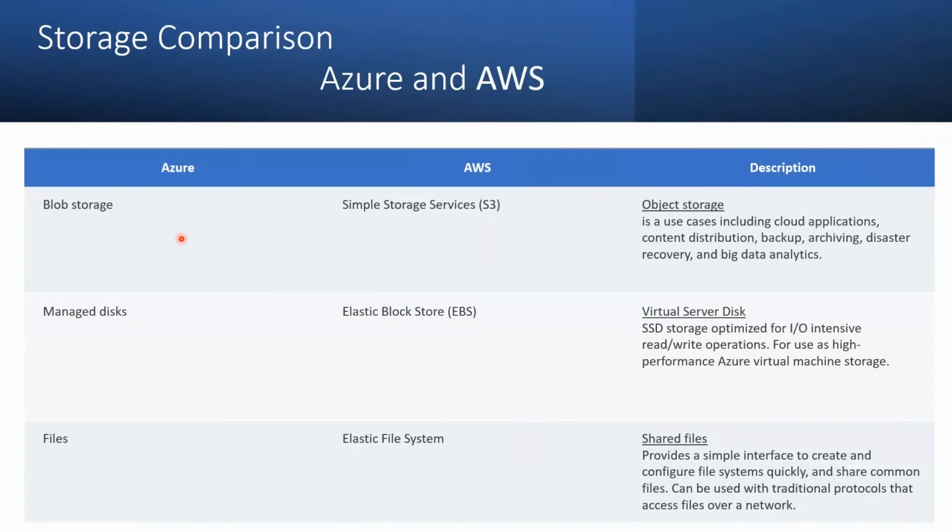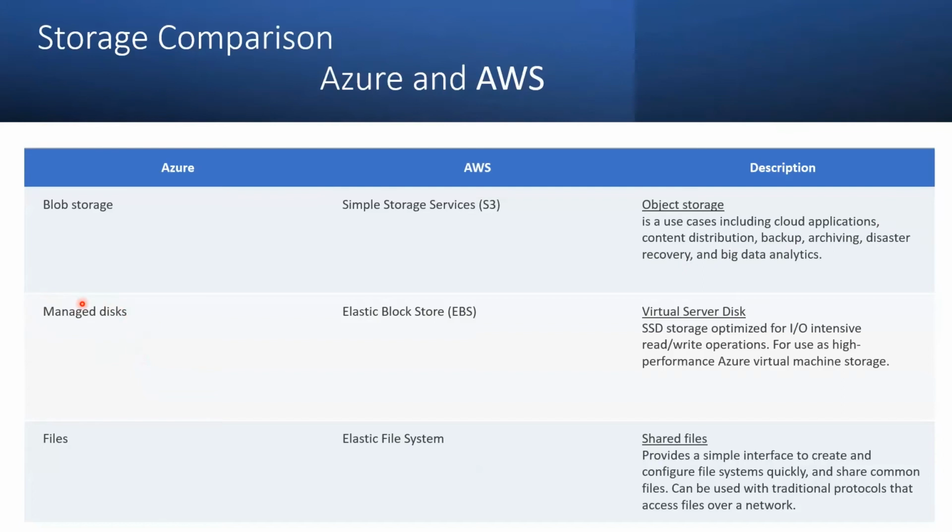Blob storage, we just talked about this. In Azure it's Blob Storage, and in AWS it's Simple Storage Service, known as S3. Description: it provides an object-based storage solution. Its use cases include cloud applications, content distribution, backup, archiving, disaster recovery, and big data analytics.